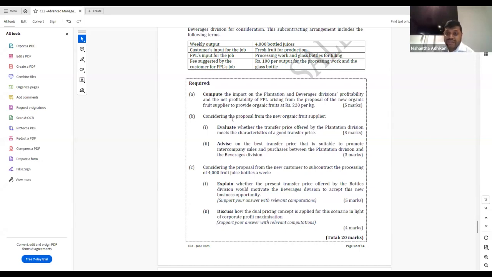Advise on the best transfer price that is suitable to promote intercompany sales and purchase between the plantation division and beverage division. Considering the proposal from the new customer to subcontract processing of 4,000 fruit juice bottles a week, explain whether the present transfer price offered by the bottles division would motivate the beverage division to accept this new business opportunity. Support your answer with relevant computation, 5 marks. Discuss how the dual pricing concept is applied for this scenario in light of corporate profit maximization. Support the answer with the relevant computation.